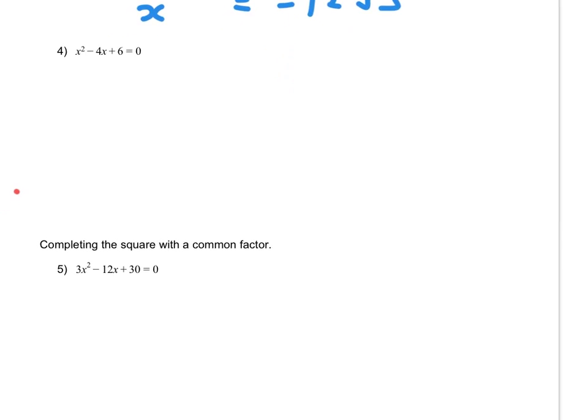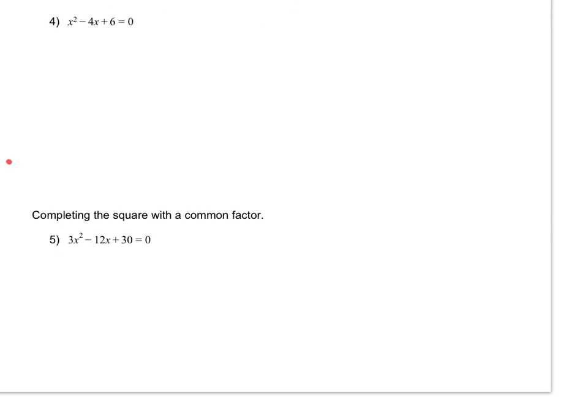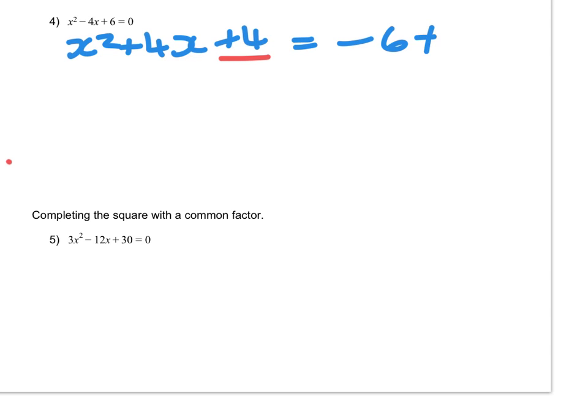Next one, we're going to do x squared plus 4x equals minus 6. What do I add to complete the square? Half of 4 is 2. 2 squared is 4, so we put a plus 4 here and a plus 4 here. So we're going to get x plus 2 squared equals minus 2.